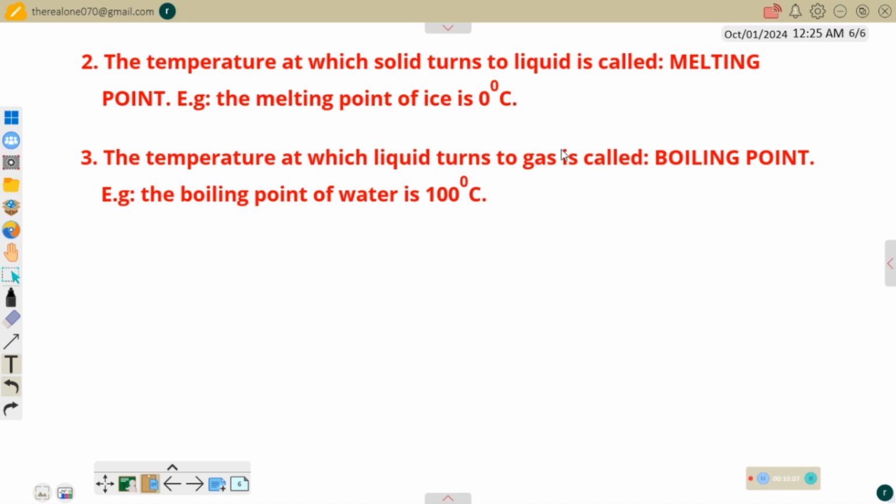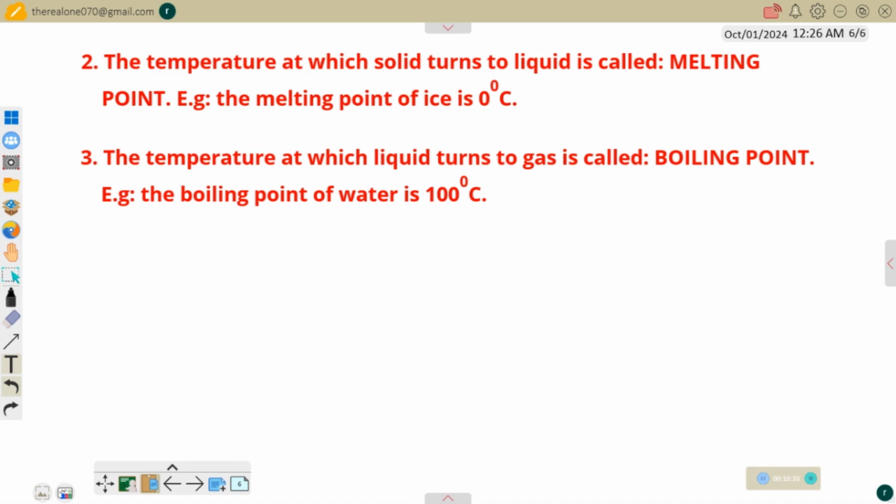Now, another important fact is that the temperature at which a liquid turns to gas is called the boiling point. So for example, the boiling point of water is 100 degrees Celsius. This is not the same for every liquid. We are just using water as an example because it's one of the common liquids that we have. Until water gets to 100 degrees Celsius, that's when it starts turning to steam. Steam is the gaseous water.